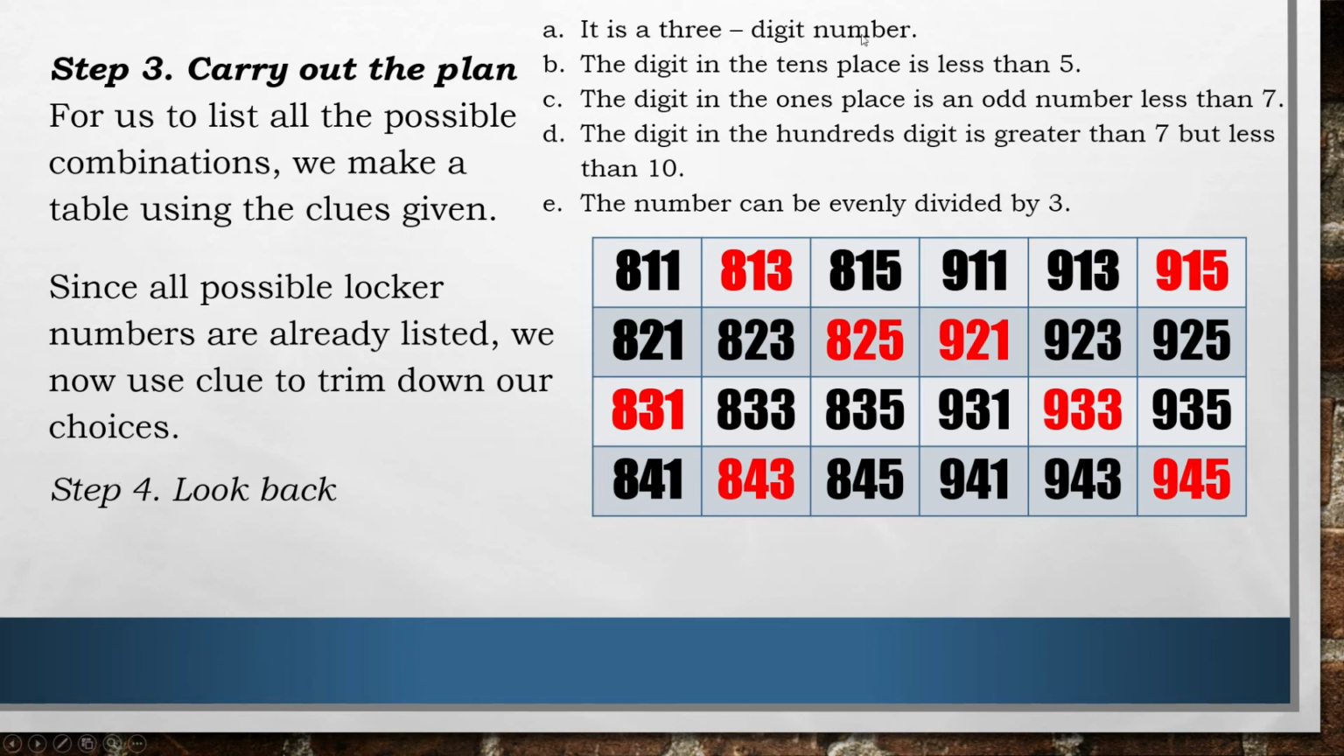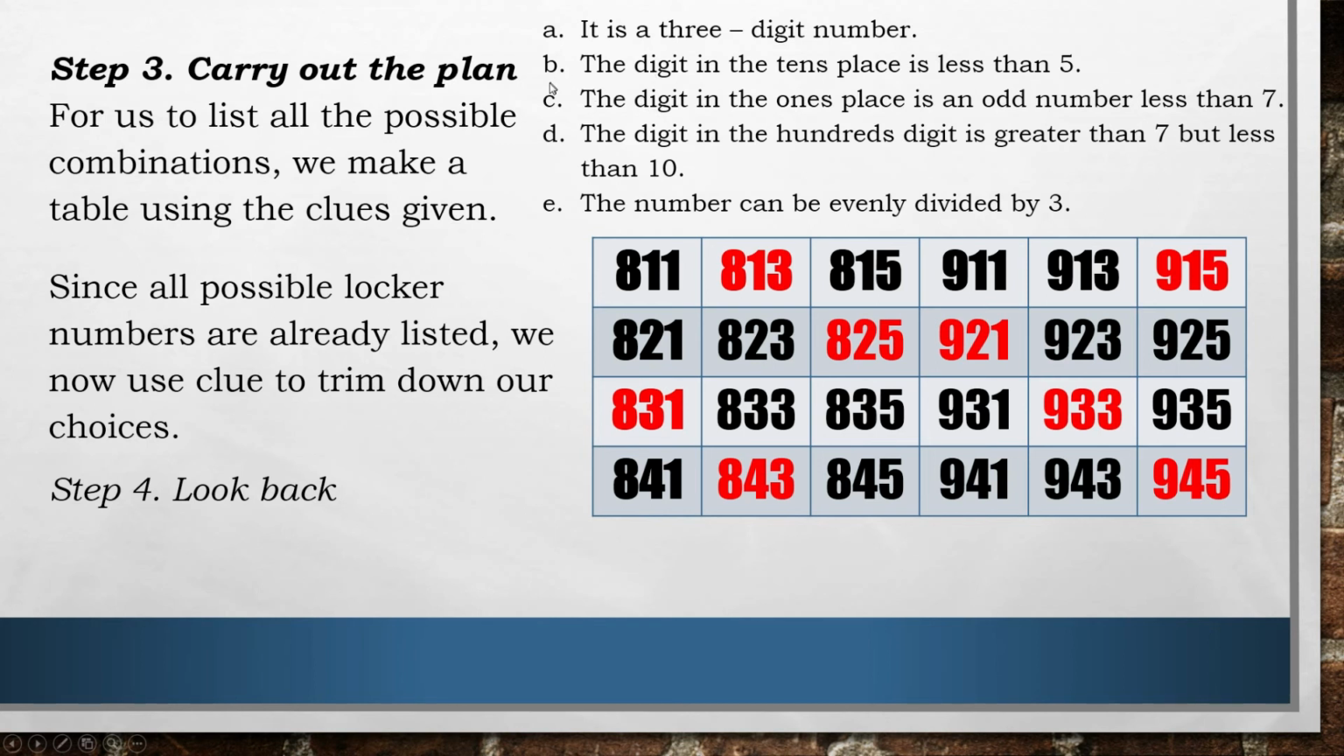So it is a 3-digit number. Next, the digit in the tens place is less than 5. The tens place is the number in the second place, so it should be less than 5, which is correct. So we have 1, 1, 1, 1, 1, 1, 2, 2, 2, 2, 2, 2, 3, 3, 3, 3, 3, 3, and then 4 on the last given row.